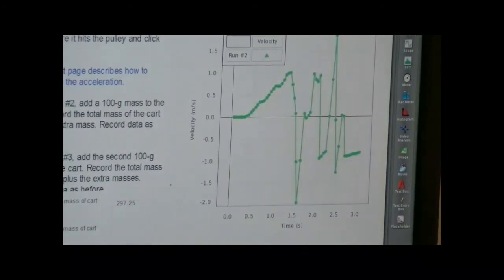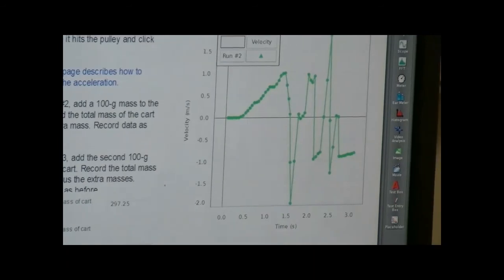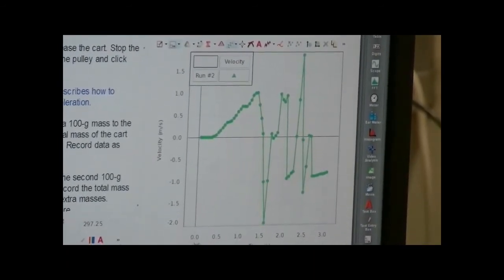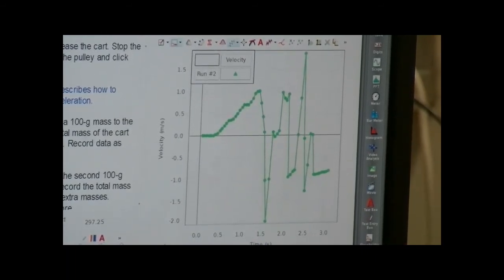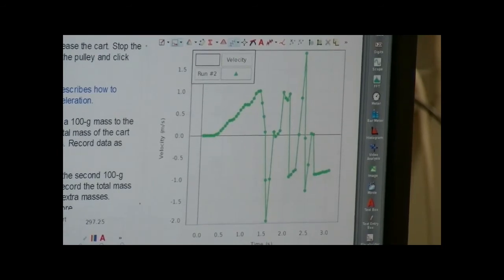Okay, so that is our second run. We'll do one last run by adding an additional 100 grams, so a total of 200 grams onto the cart. So 397.25 will be our final mass of the cart.